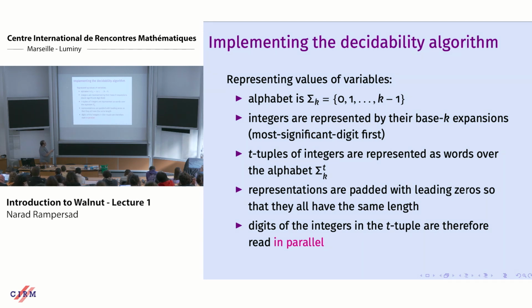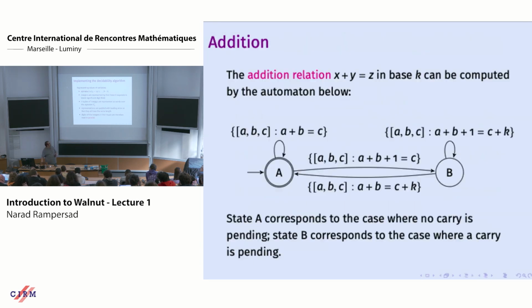And yeah, we have the usual padding stuff that I told you about. The most important thing is that we need to be able to compute addition with the automaton, right? That's the main operation of this logic. It's the first order theory of the natural numbers with addition. And so if I want to build an automaton that will accept all the integers satisfying a formula, the main thing I need to do is I need to have an automaton that can check addition.